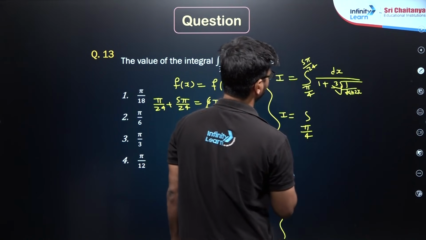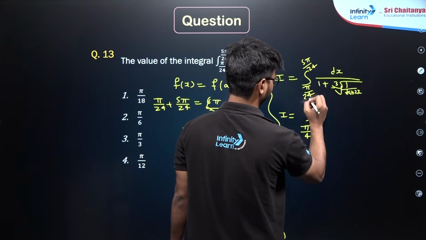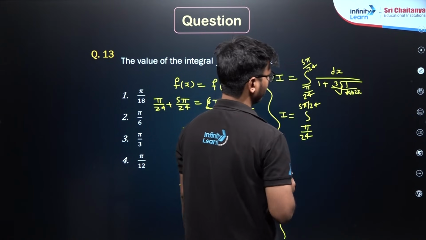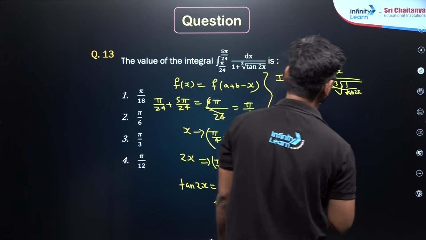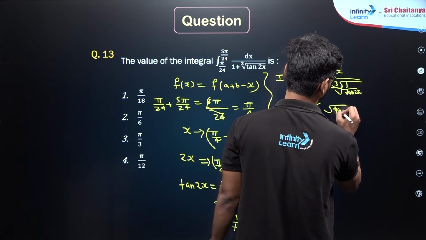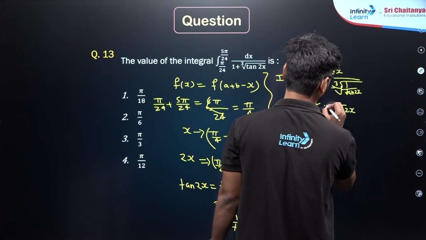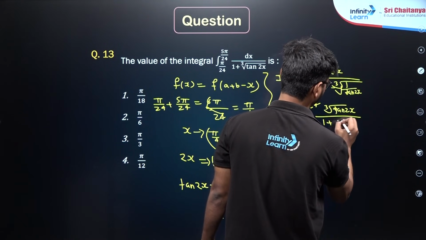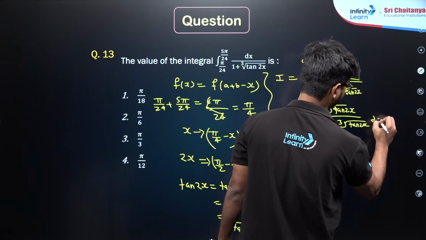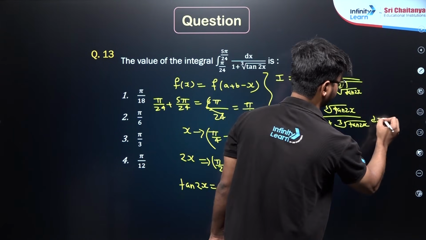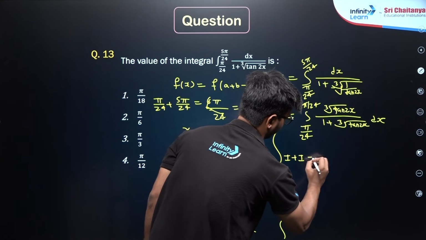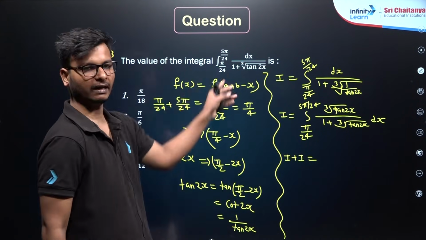pi by 4. Sorry, it's pi by 24 and 5 pi by 24. So it is going to be the integral of cube root of tan of 2x upon 1 plus cube root of tan of 2x dx. Correct? I am just adding integral I on both the sides. Okay, integral I whatever is given, I am adding on both the sides.